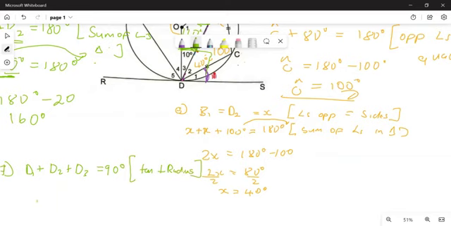And then from here onwards, you can say D1 is equal to 90 degrees minus, so it's 10 plus 40. What is 10 plus 40? Yeah, 50. Then it means our D1 is going to be equal to 40 degrees.